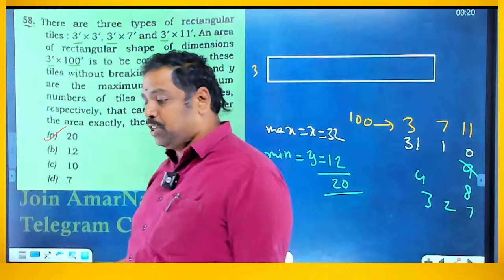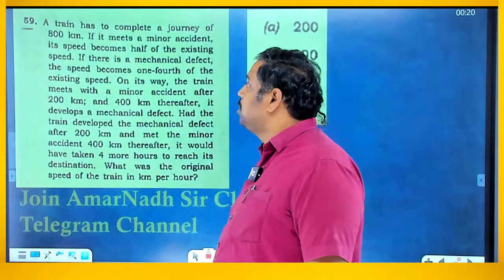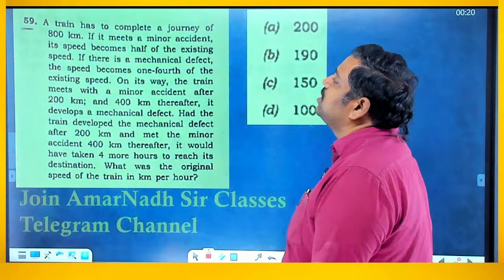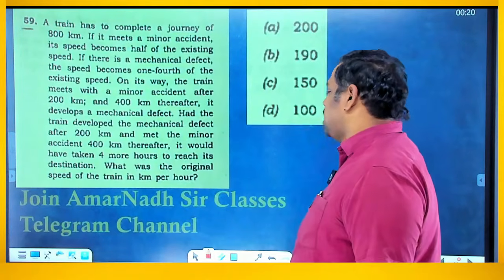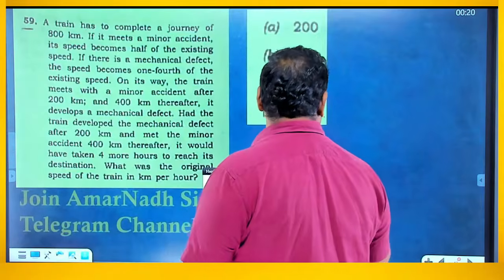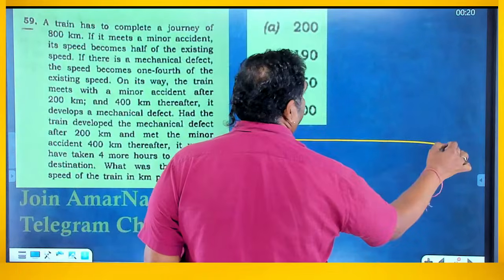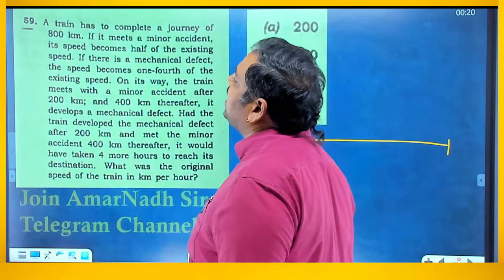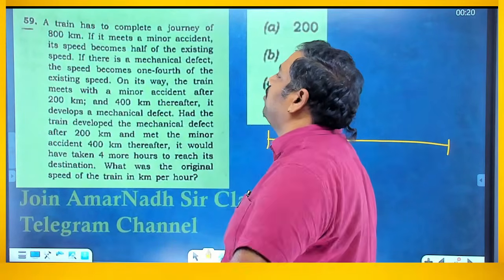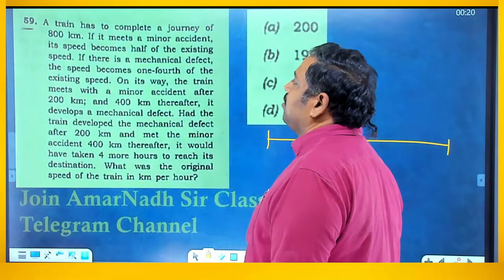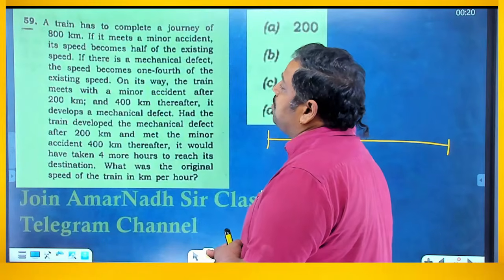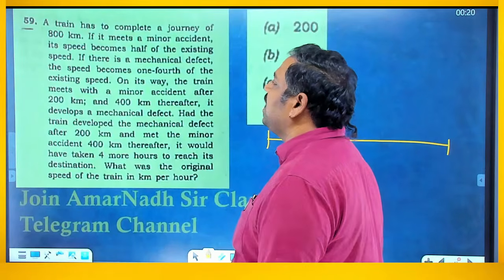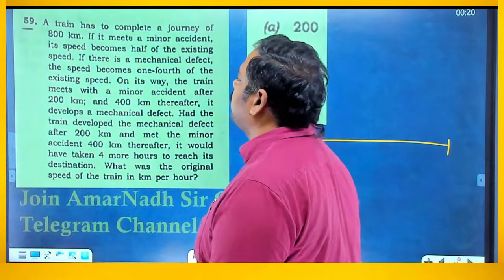Right. So the next beautiful problem. A train has to complete a journey of 800 kilometers. How many kilometers of journey it has to take? 800 kilometers. Here to here, 800 kilometers it has to travel. If it meets a minor accident, its speed becomes half of the existing speed. If there is a mechanical defect, the speed becomes 1/4 of the existing speed. On its way, the train meets with a minor accident after 200 kilometers.